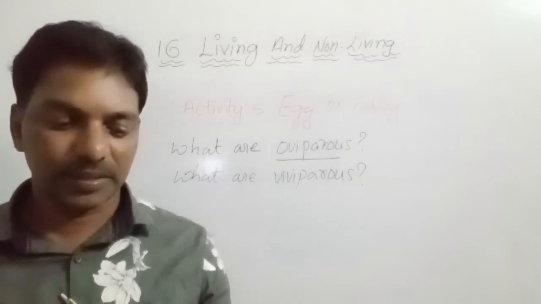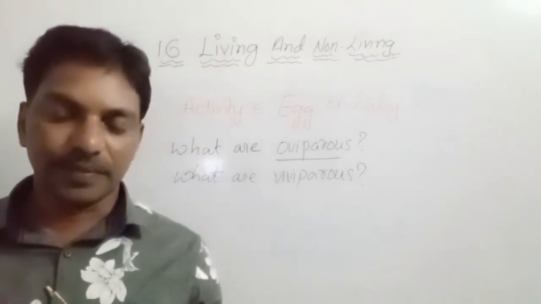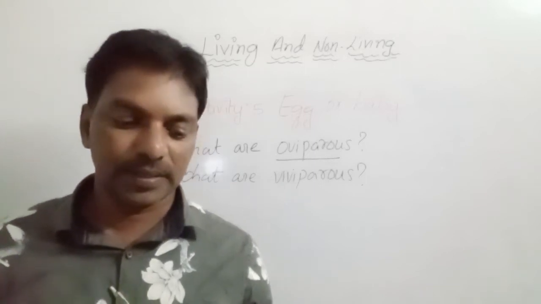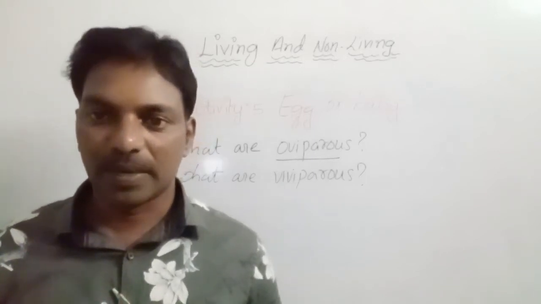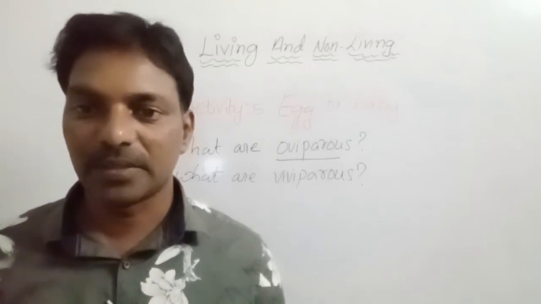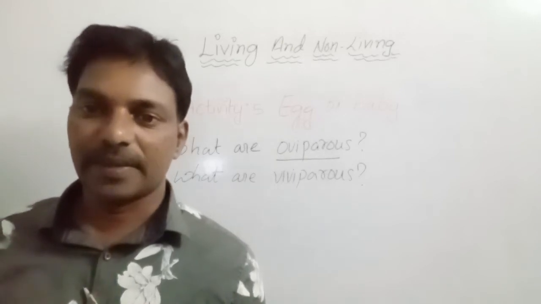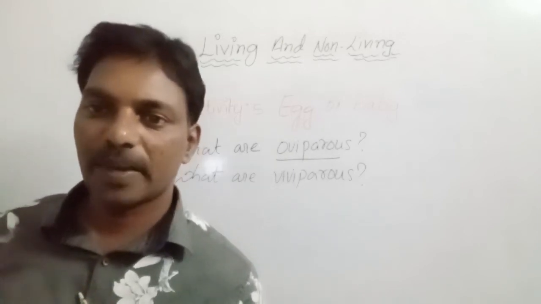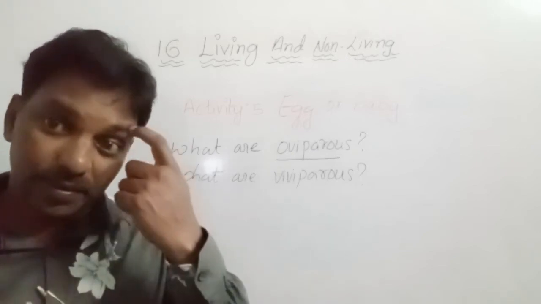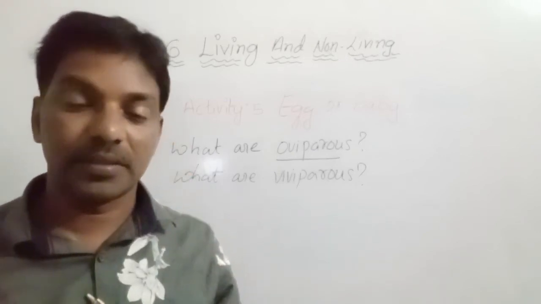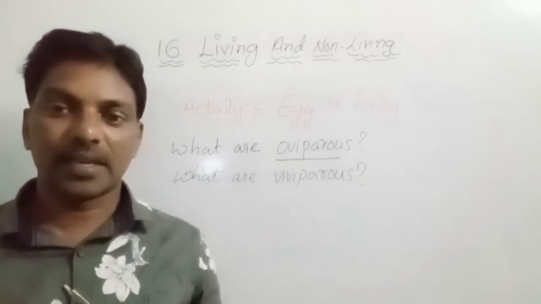Germination occurs from those seeds. Seed germination is one of the ways of doing this. So from the seeds we will get a new plant. Plants also get their offspring, and animals also get their offspring. But animals are classified as oviparas and viviparas, while plants get their offspring through seeds. Other modes are also there, and we will discuss those in higher classes.